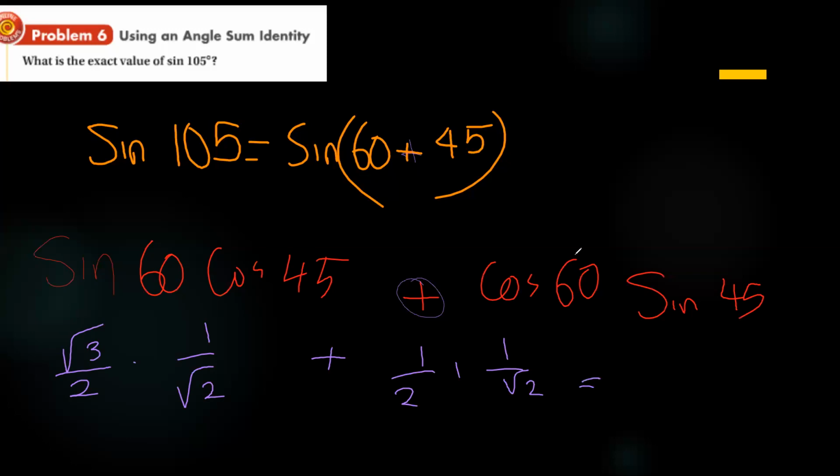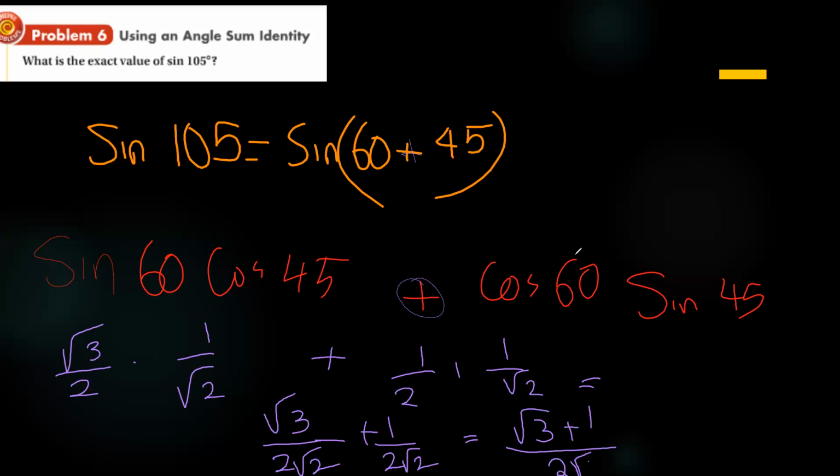Then we have square root of 3 over 2 square root of 2 plus 1 over 2 square root of 2. Then the final answer will be square root of 3 plus 1 over 2 square root of 2.